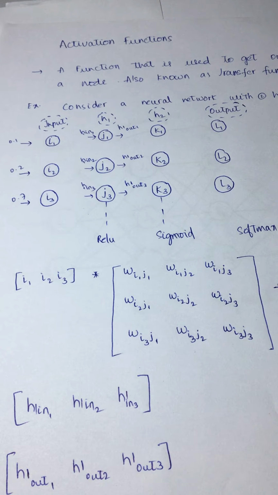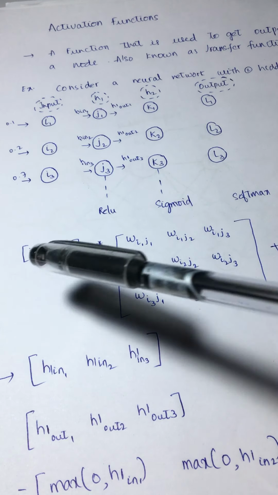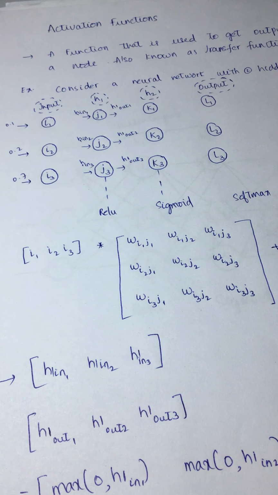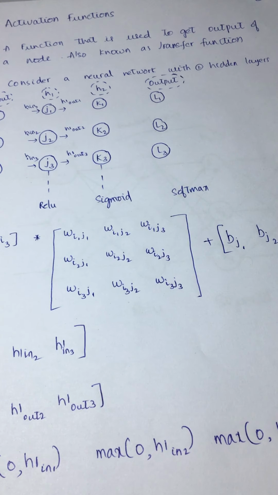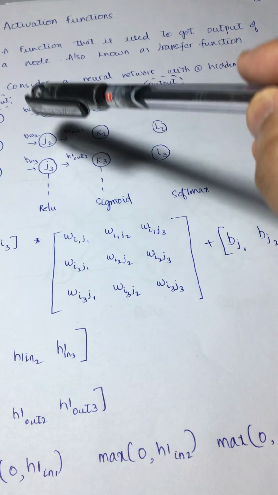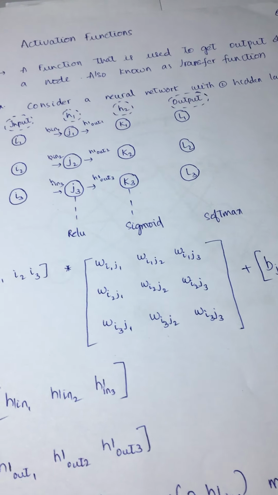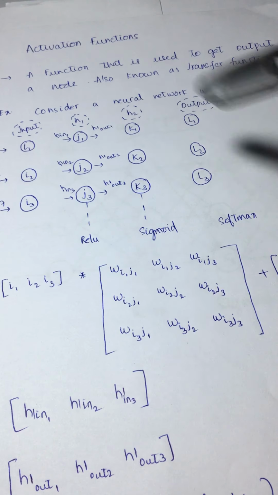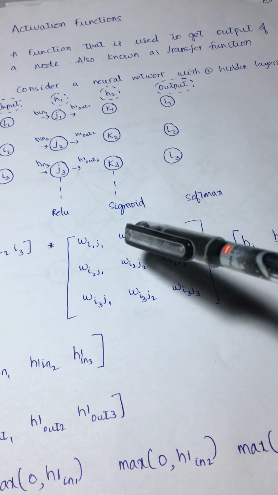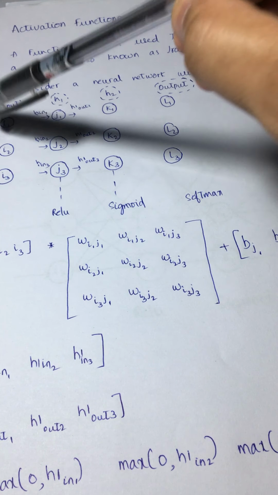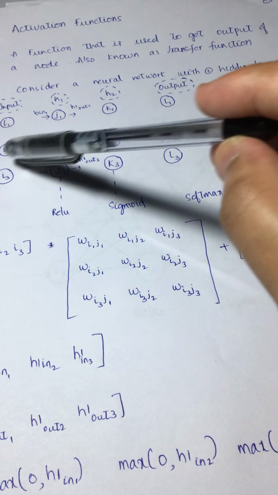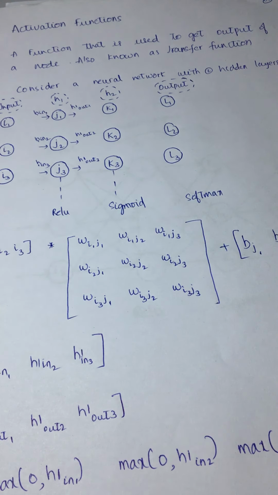Now, basically what happens in a neural network is, suppose you have your values I1, I2, I3. This is your weight matrix, say the weight matrix between your input layer and your hidden layer H1. So this is I1 J1, I2 J2, I3 J3, that's your first row. The second row is I2 J1, I2 J2, and this is the third row.